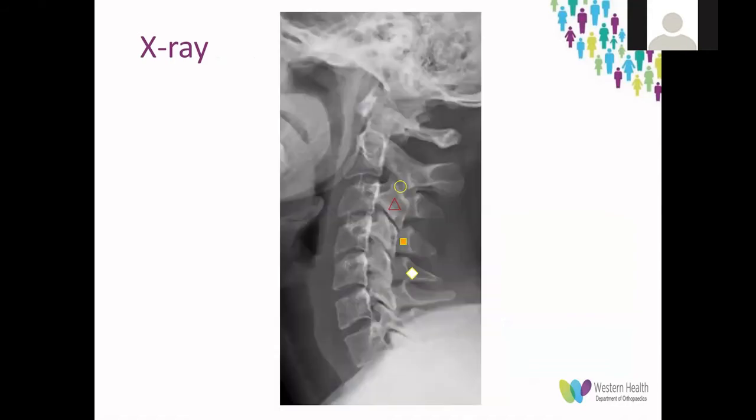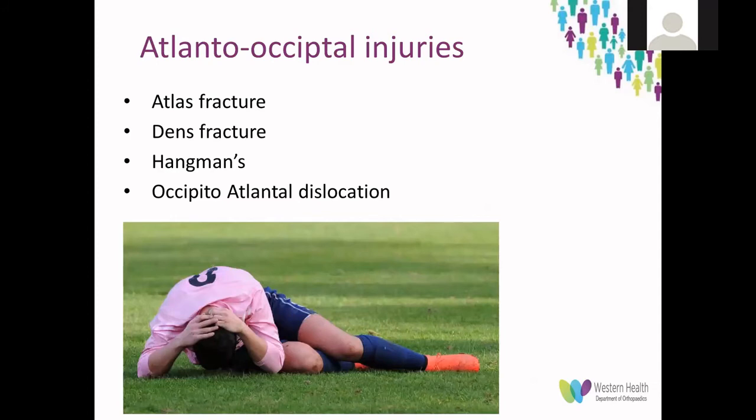Also looking again at the normal X-ray, the circle being the facet, the triangle being the lateral mass, the square being the lamina, and the diamond being the spinous process, are the points to look for fracture sites or indications of injury in the lateral C-spine X-ray. So I'll move on to some of the specific injuries that we see.